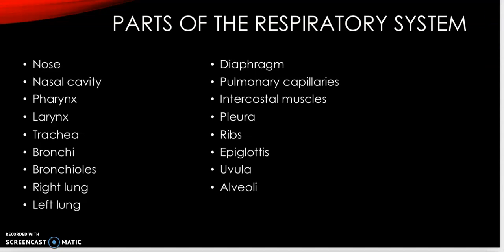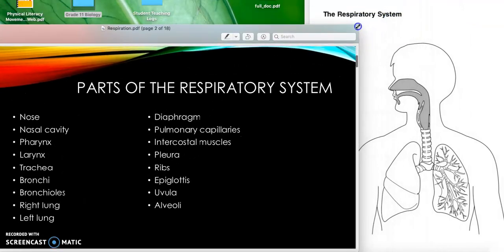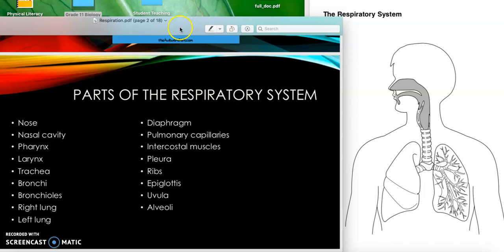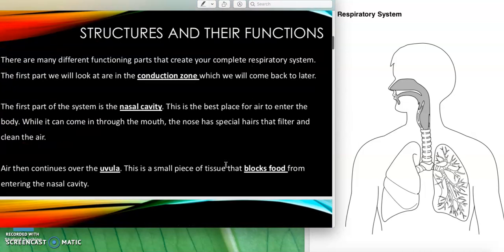So just to go along with this video, as I'm explaining, I'm going to use a diagram. So I have the diagram over here. Your diagram's a little bit different and is farther along in the notes, so don't worry about filling any diagram in right now. This is just a visual to help you understand the different parts of the respiratory system. So we'll start with the structures and their functions.